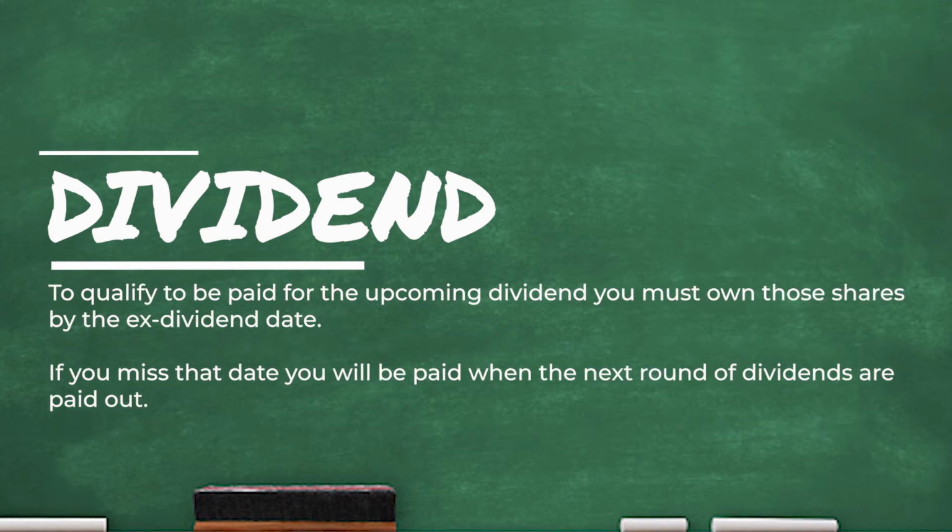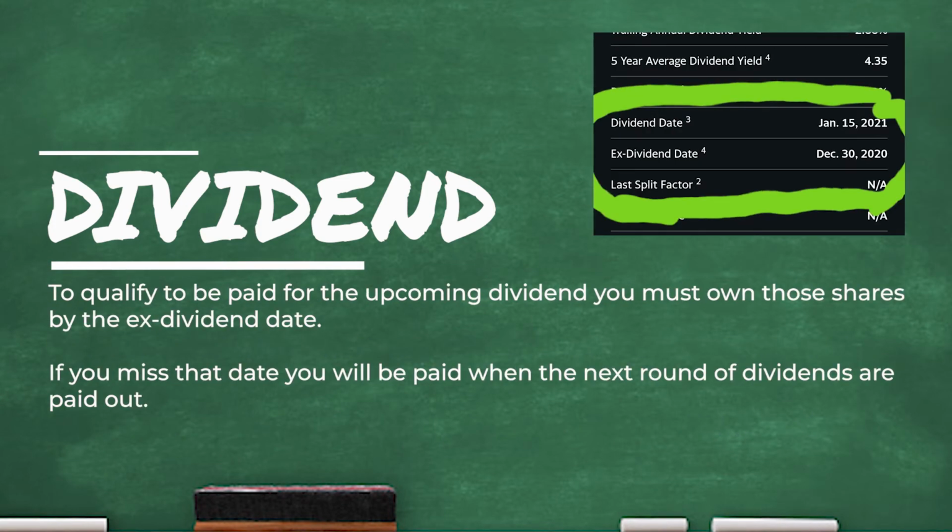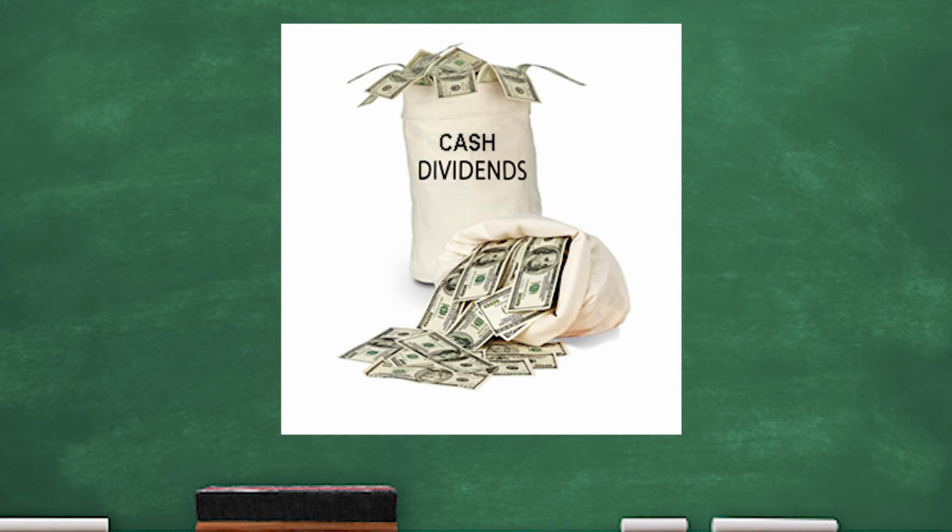Shareholders of dividend-paying companies are eligible as long as they own the stock before the ex-dividend date, which is easy to find on Yahoo Finance or other brokerage sites, and simply means the day you must own the stock by to be eligible to collect the upcoming dividend. If you miss that date, you will be paid when the next dividend is paid out. Dividends are typically paid out as cash, or sometimes, but very rarely, in the form of additional stock.